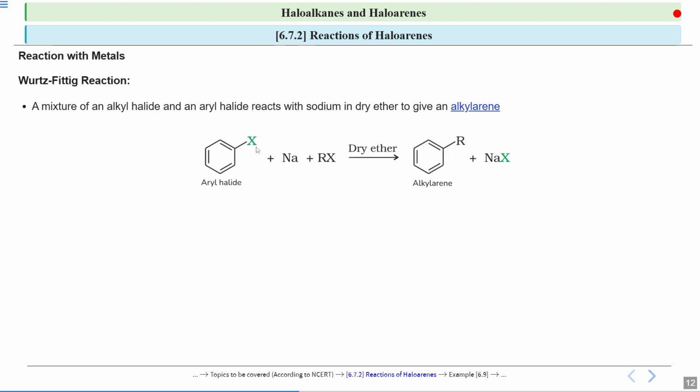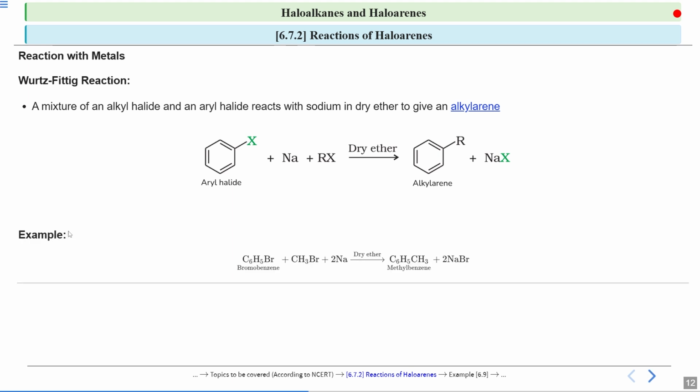What we are saying is, we have an aryl halide, a benzene ring attached to a halogen, and we have an alkyl halide, RX. You react them with sodium metal in the presence of dry ether, and you get your product as an alkylarene, after the addition of the aryl and alkyl groups, plus sodium halide as a side product.